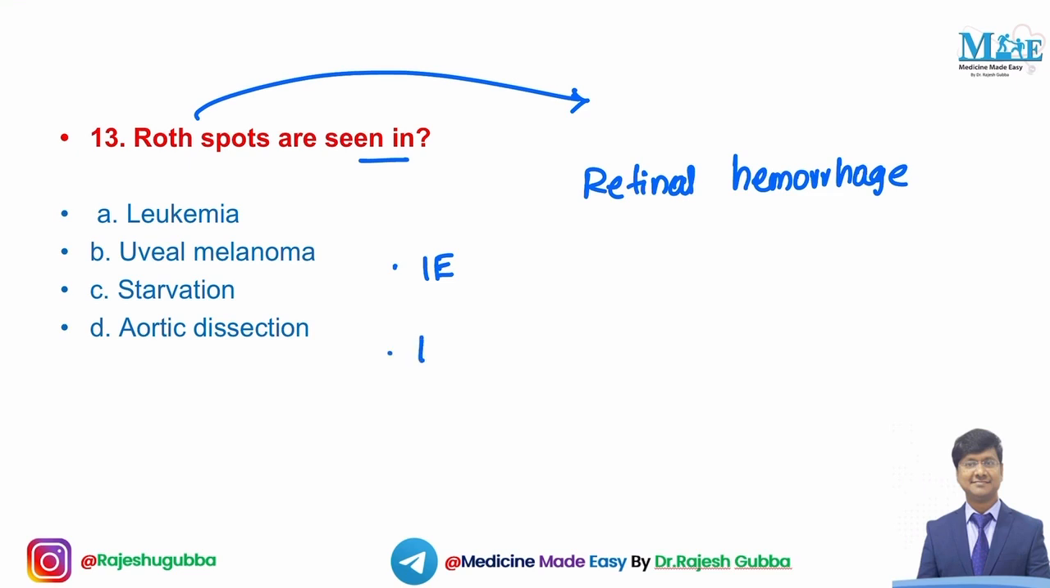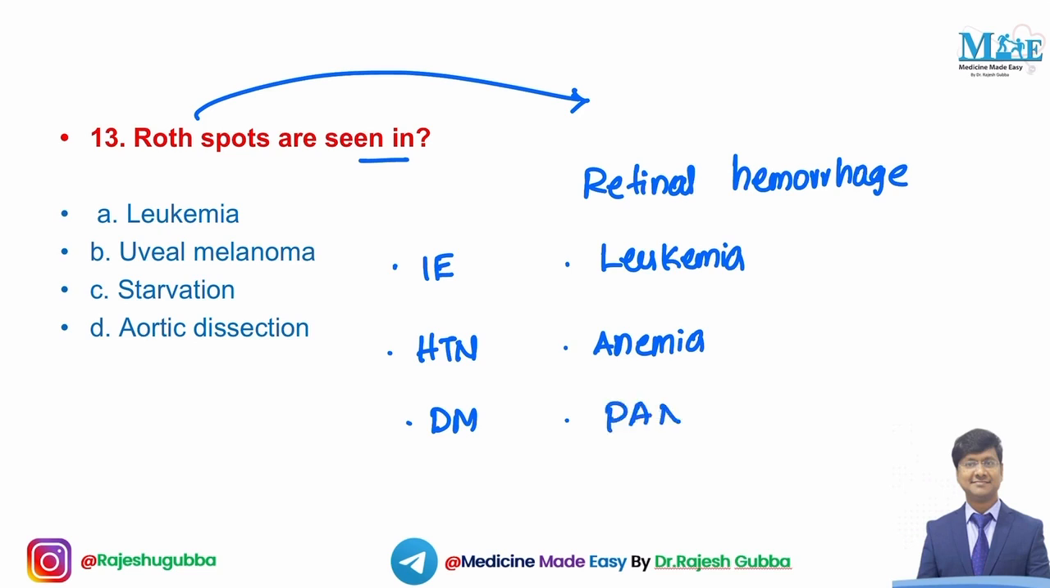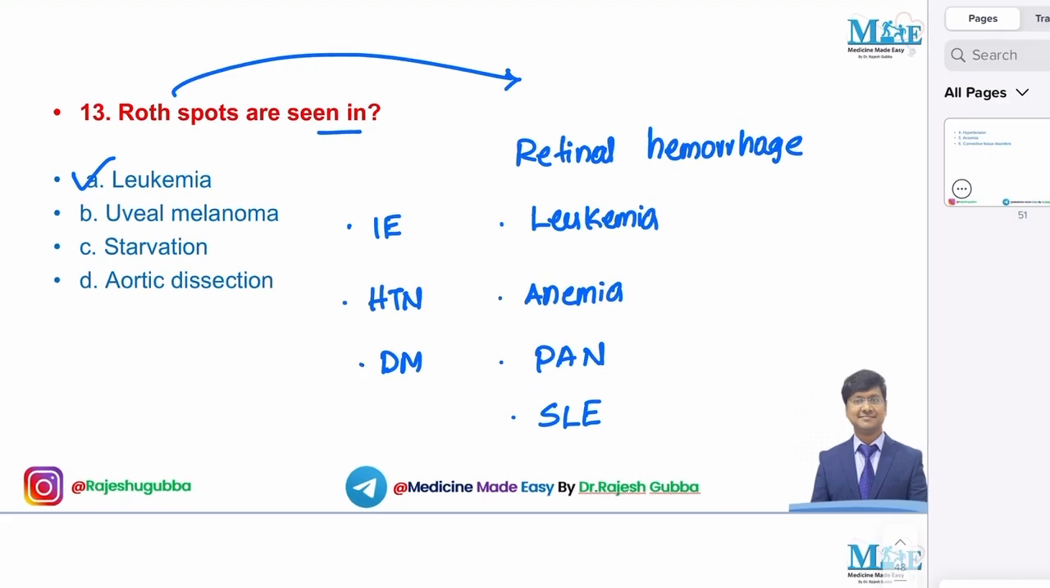The other conditions where you will come across them are hypertension, diabetes mellitus, leukemia, and anemia. You will also come across them in patients with polyarteritis nodosa and systemic lupus erythematosus. So these are all the conditions where you have the presence of Roth spots. The answer to this question is leukemia. They are basically retinal hemorrhages. Next question.